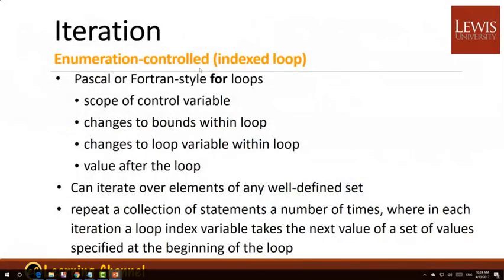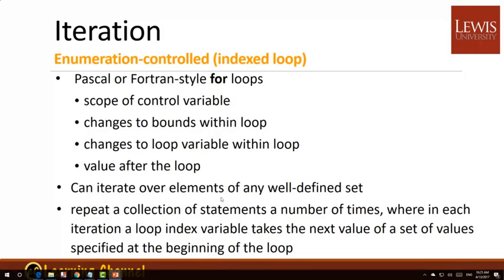Iteration, enumeration control loop. Sometimes we call it the index loop. So this is the Fortran Pascal style for loop. To implement the loop, you have the following different things to handle. You have the scope of the control variable, the change to bounds within the loop, change to the loop variable within the loop, and the value after the loop. So these are a few issues we need to take care of.